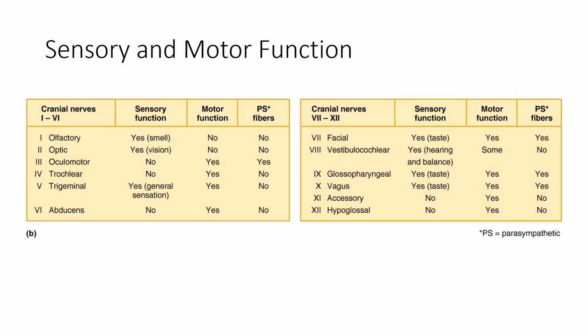And this slide is just more of the same, though it shows you some of the breakout of why olfactory is smell, optic is vision, whether it has motor function, and whether it's parasympathetic. All right. A lot of the parasympathetic functions come out of the cranial nerves, particularly the vagus nerve. Okay, big time. All right. Some other ones as well.